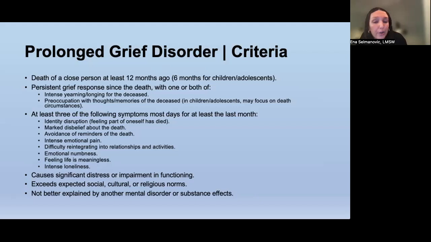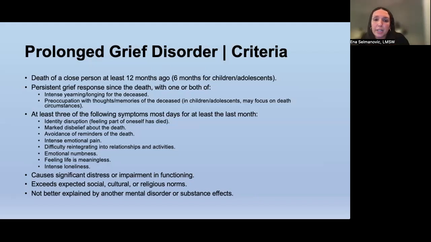And this is a new disorder in the DSM. So criteria for this is death of a close person at least 12 months ago, or 6 months for children and adolescents. So this is the exposure to a traumatic or stressful event. And then persistent grief response since the death, with one or both of A, intense yearning or longing for the deceased, and B, preoccupation with thoughts and memories of the deceased.